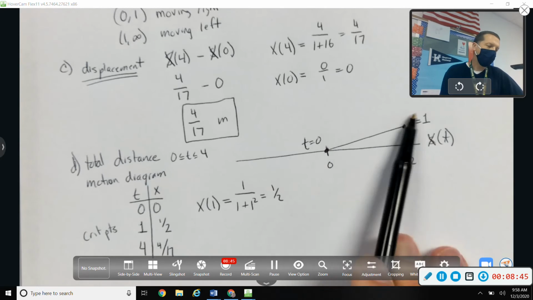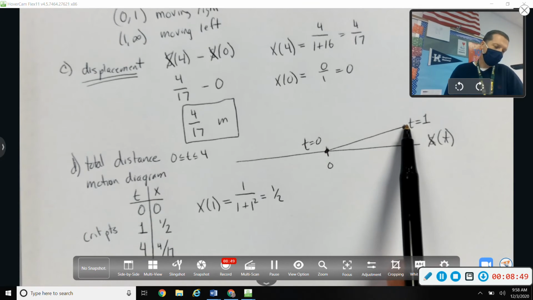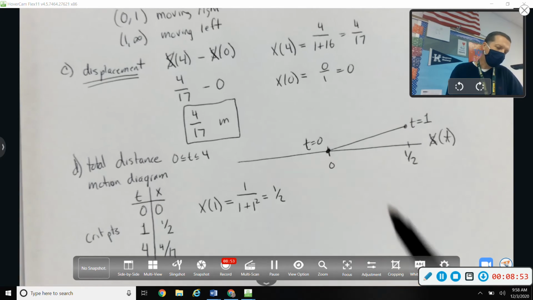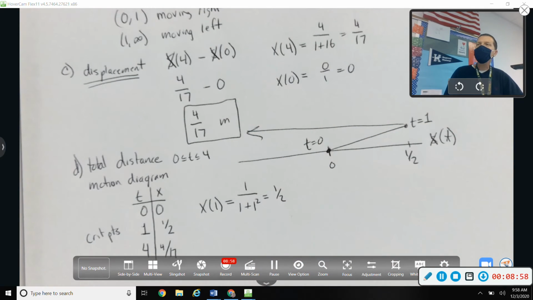Okay, that matches what we said about velocity. We move to the right for the first second, and then from there on, we're supposed to be moving to the left the rest of the way. So I could just draw the arrow because we're headed left the rest of the way.